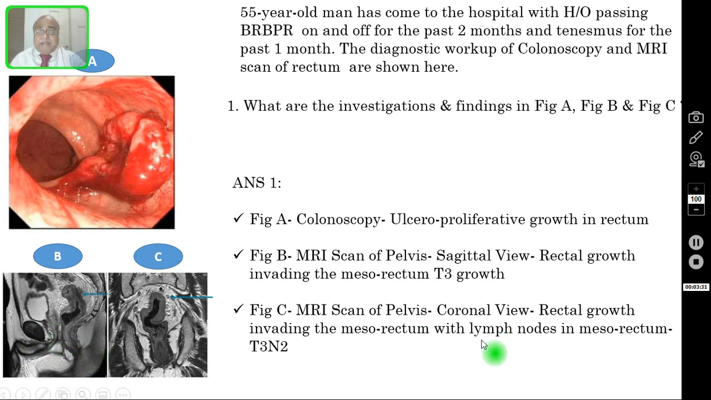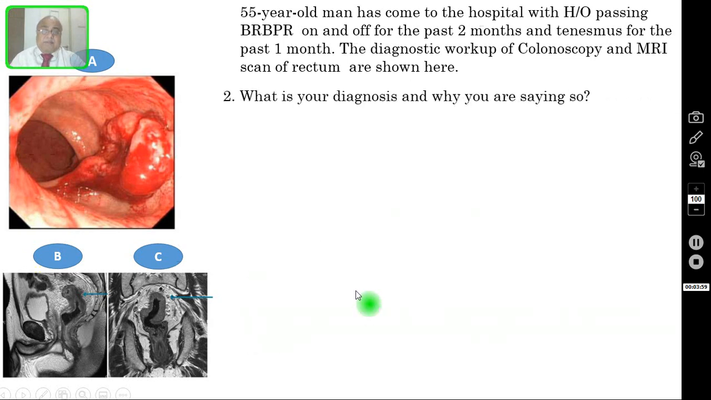And figure C is also an MRI scan of the pelvis, but this is a coronal view. And here also you are seeing the rectal growth invading the mesorectum. Apart from that, you are also seeing lymph node involvement or lymph node enlargement in the mesorectum. So the tumor is T3 and N2 stage.